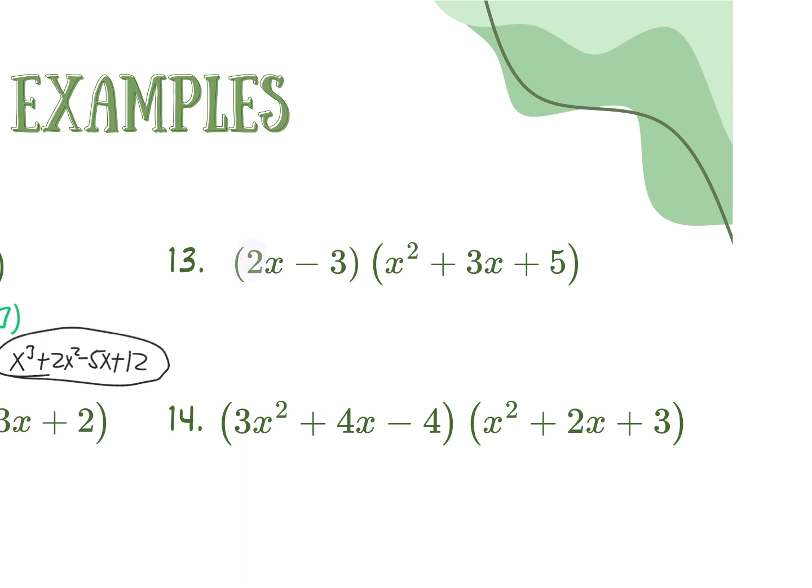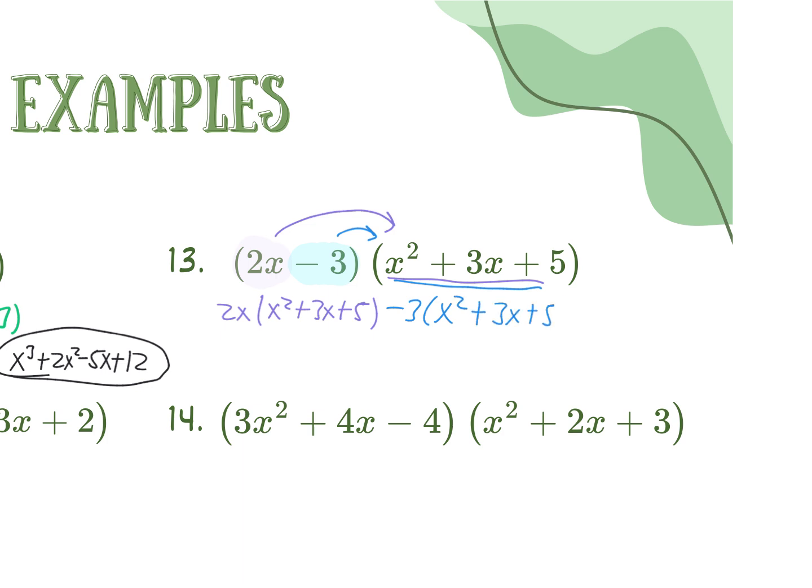All right, so when they get a little bit harder, again, I'm going to take that first term and distribute it to everyone. So I'm going to take that and distribute it to this entire trinomial here. And then same thing with this next one. I'm going to take that minus 3 and distribute it to everyone over here. I'm going to distribute it to that entire trinomial. All right, so then in purple, what we're going to be left with is a 2x times x squared plus 3x plus 5, and then in blue, that negative 3 is going to go to that trinomial as well. So x squared plus 3x plus 5.